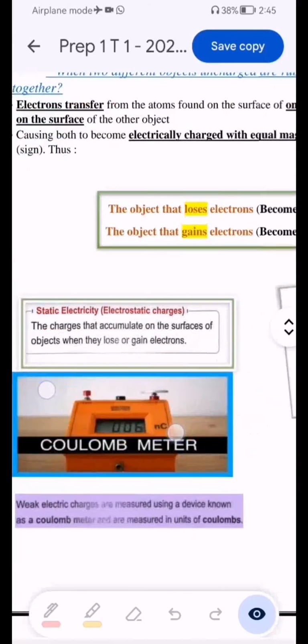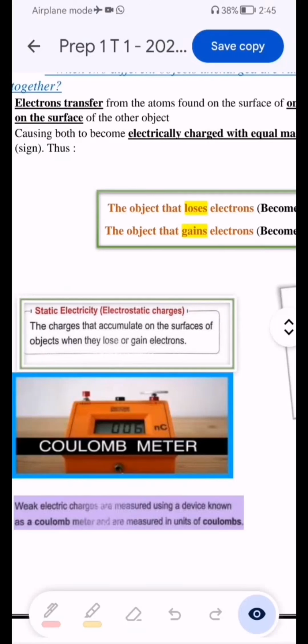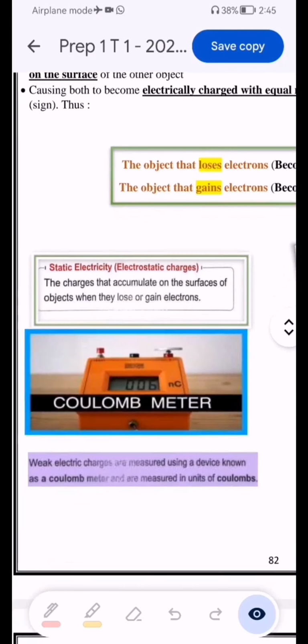So what is the meaning of static electricity or electrostatic charges? The charges that accumulate on the surface of an object when they lose or gain electrons. Okay? And electric charges are measured using a device called a coulometer and measured in a unit called coulombs.